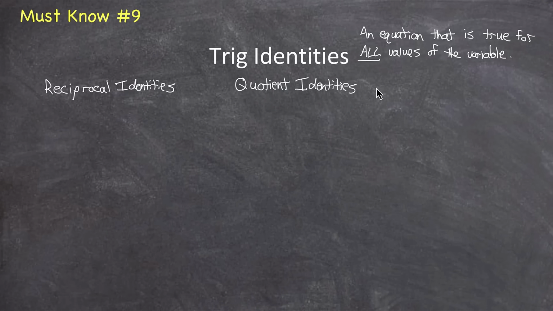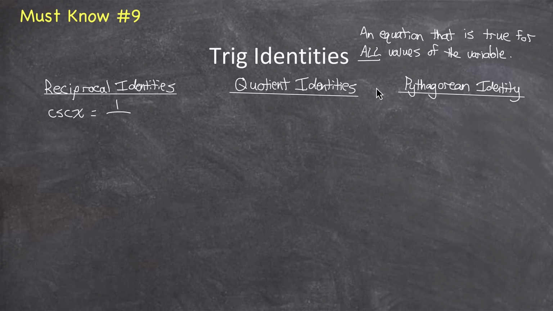course the Pythagorean identity. The reciprocal identities are that cosecant of any angle is equal to the reciprocal of, so 1 over, sine of that same angle. Secant is the reciprocal of cosine, and cotangent is the reciprocal of tangent.